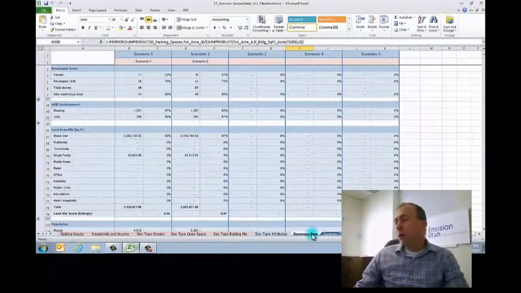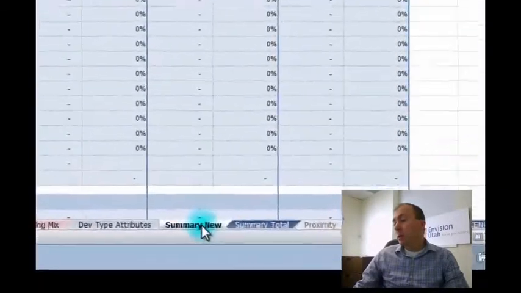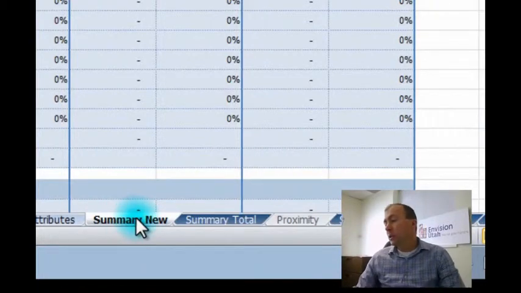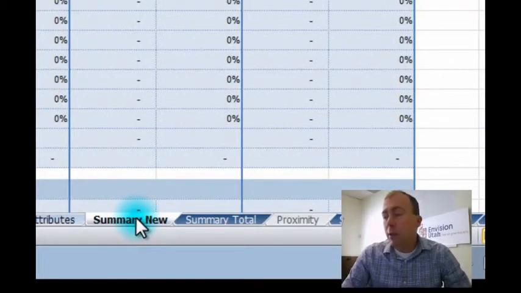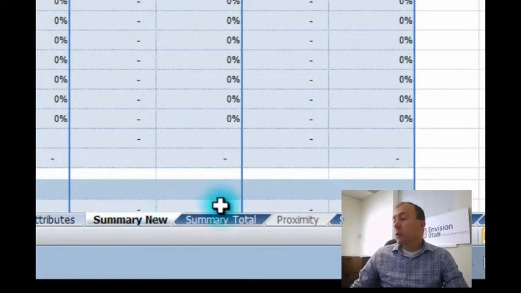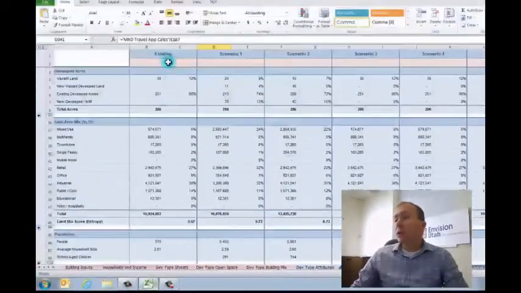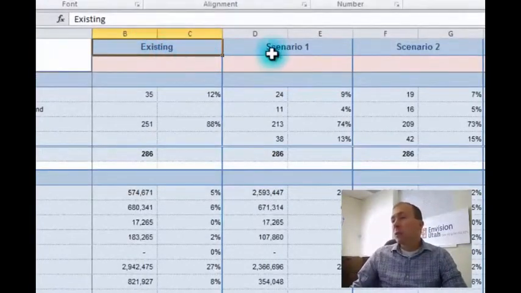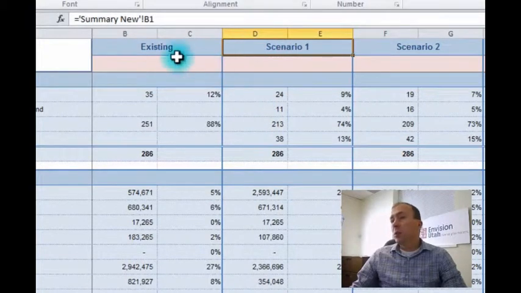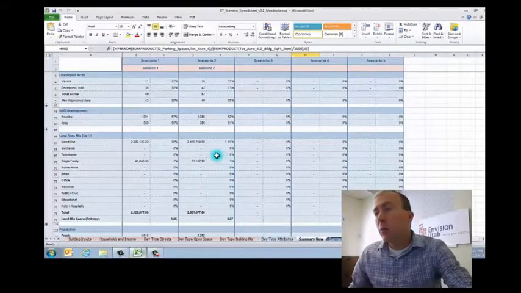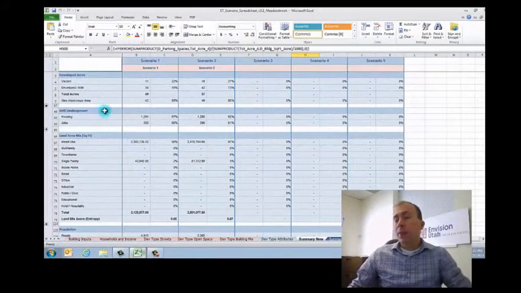So I am on the Summary New tab, and remember the main difference between the Summary New tab and the Summary Total tab is that the Summary New just looks at what you've painted on your ArcMap, your new development, whereas the Summary Total tab takes into account the existing development and adds to it whatever you've painted in your scenario 1. So let's look in a little more detail at some of these output indicators.